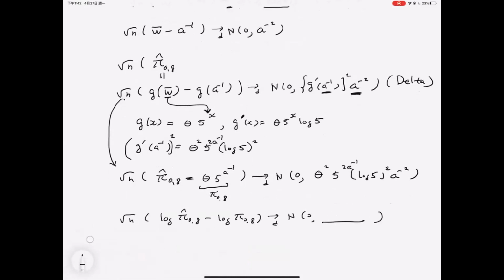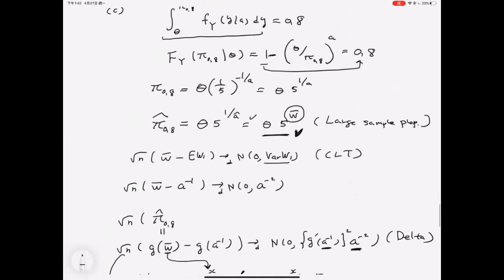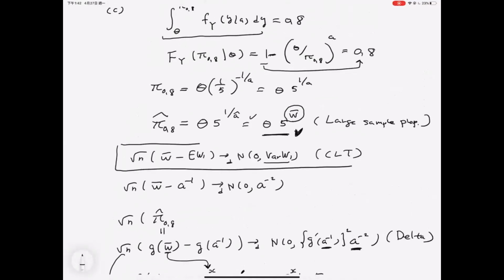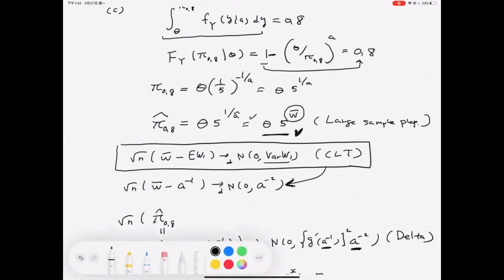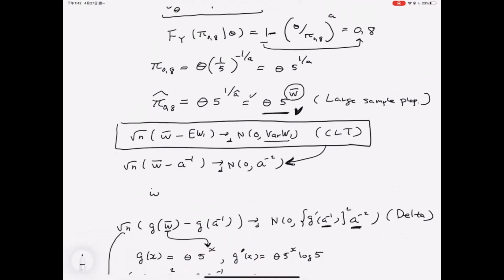Good. So again, I said there are two methods. This guy right here is very straightforward, using the central limit theorem to get this. Easy, right? So another thing I want to say is, W bar is also the MLE. W bar is the MLE of A inverse as well.